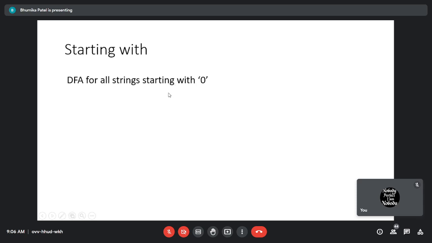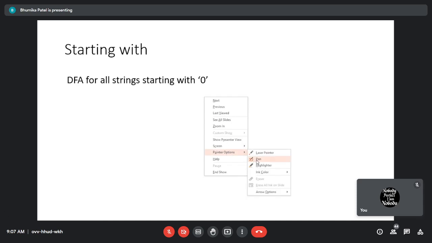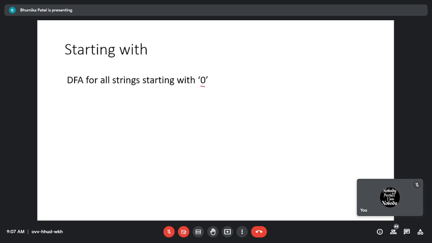So here we are going to design the deterministic finite automata for all the strings that are starting with 0. The minimum length string that starts with 0 will be what? Can anybody tell me what can be the language? Which string can start with 0? Null. Null cannot start with 0. Okay, the minimum length string will be 0.